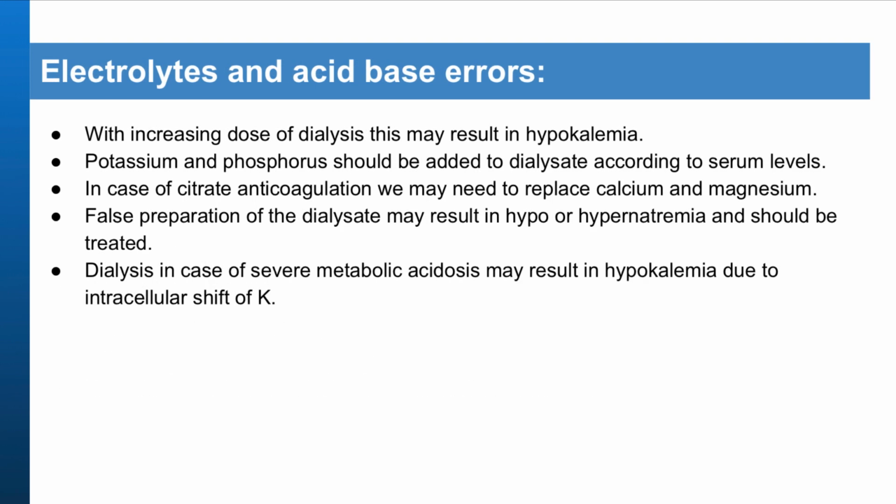Electrolytes and acid base errors. Number one, hypokalemia, and we talked about hypokalemia before, and we know that in addition to potassium, phosphate is added to the dialysate, so be careful about the doses. If we use citrate anticoagulation, we have to replace calcium at the end of the circuit to prevent hypocalcemia, and one of the complications of citrate anticoagulation also is hypomagnesemia, so you have to replace magnesium. Also, one of the causes of hypokalemia is treatment of severe cases of metabolic acidosis, where transcellular shift of potassium happens with correction of acidosis, so this results in hypokalemia.